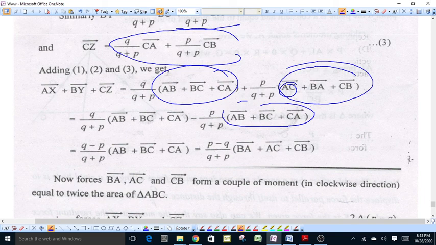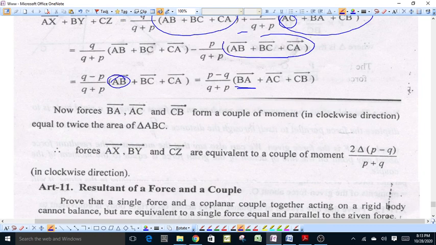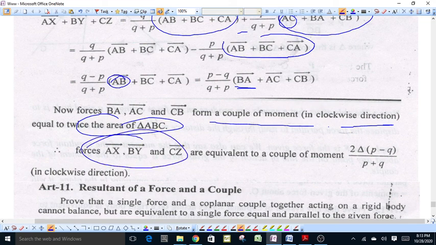Now, AB can be written as minus BA. Therefore, this becomes equal to (P minus Q) upon (Q plus P) into (BA plus AC plus CB). Now, BA, AC and CB form a couple of moment in the clockwise direction equivalent to twice the area of the triangle, as we have already studied in the previous article. This means this set of forces is equivalent to a couple of moment 2 delta (P minus Q) upon (P plus Q).